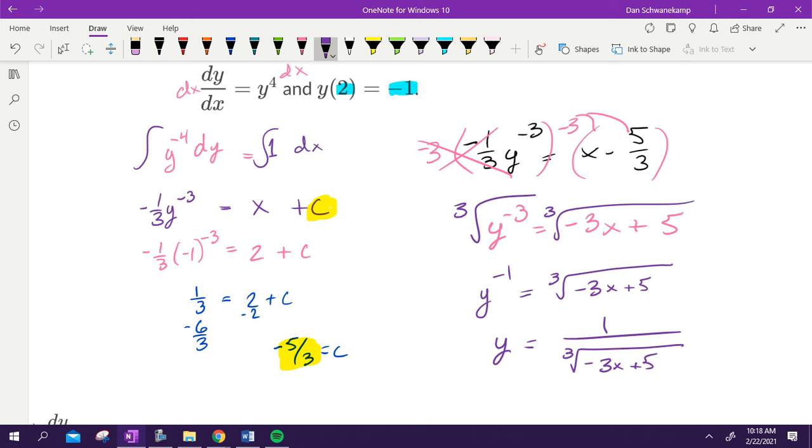Technically, to get rid of a negative 3 power, you could raise both sides to the negative 1/3 power. That is what would cancel out a negative 3, because it would change to positive and it would get rid of the 3. But you could also just cube root and then flip it. Questions on that?